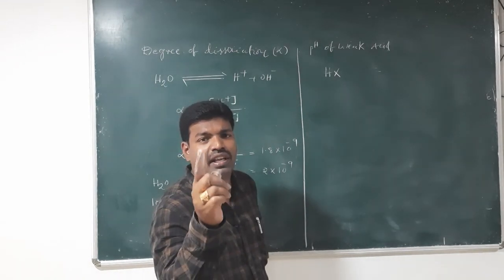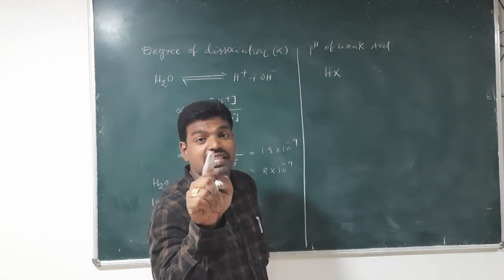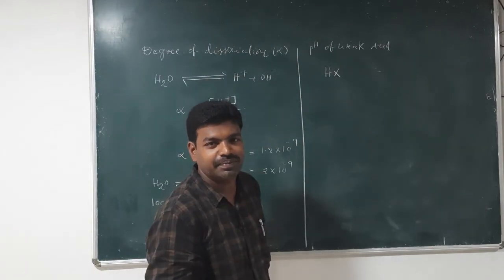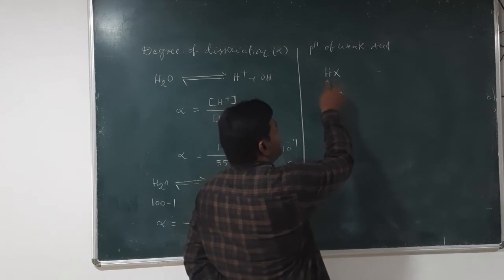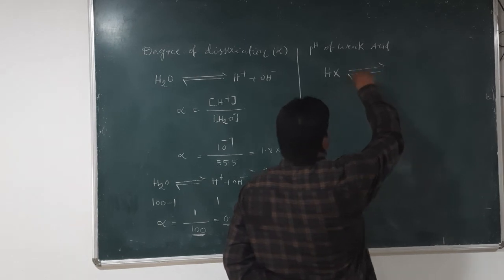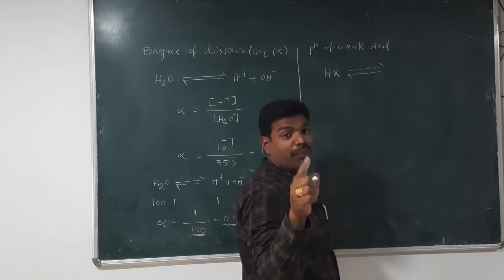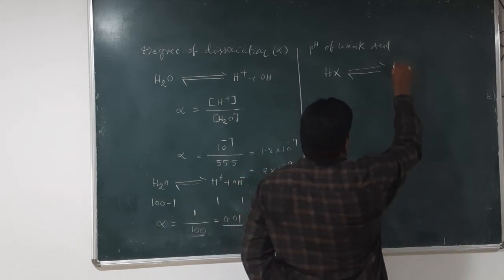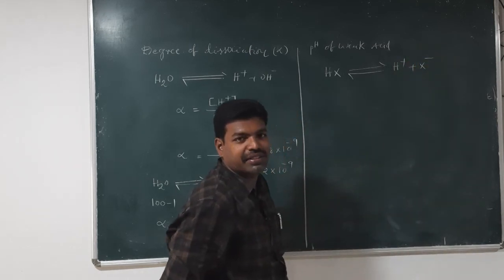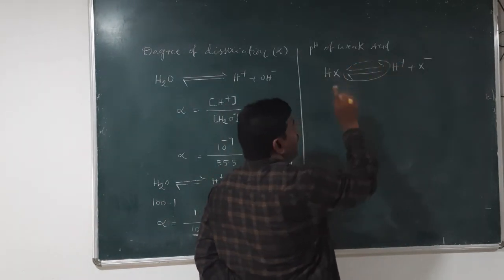Whenever a species or a compound undergoes partial dissociation, there exists an equilibrium between the dissociated species and the undissociated compound. So, let us consider HX to be the weak acid. As it is a weak acid, we can represent its dissociation with a double headed arrow. It gives H plus and X minus ions.